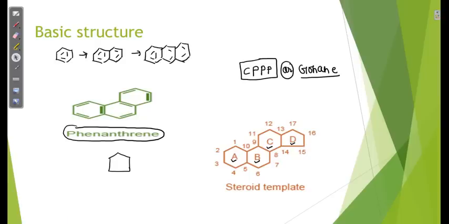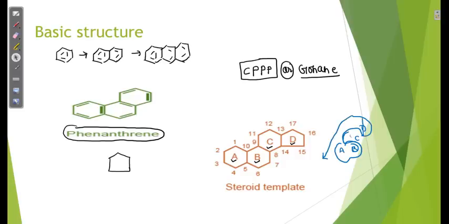We have to remember the numbering, or recall it easily in such a way. We have the A ring, then the B ring, then the C ring, and then the D ring. We start from the top of the A ring and rotate around to reach the B ring. From the B we move to the C, like a C. From the C we form the D, and from there we go down.